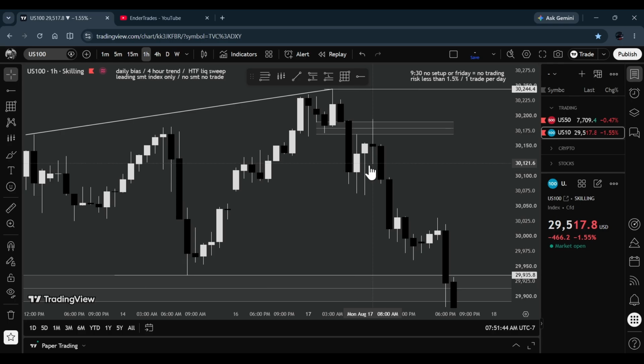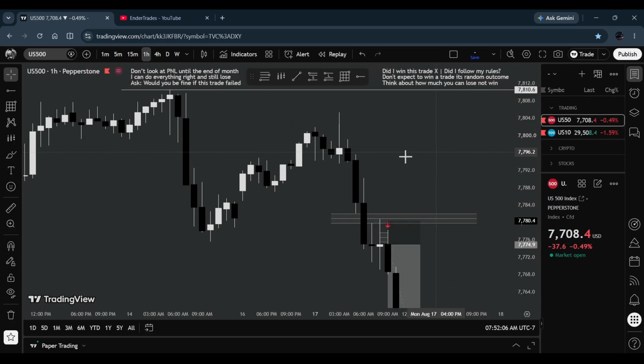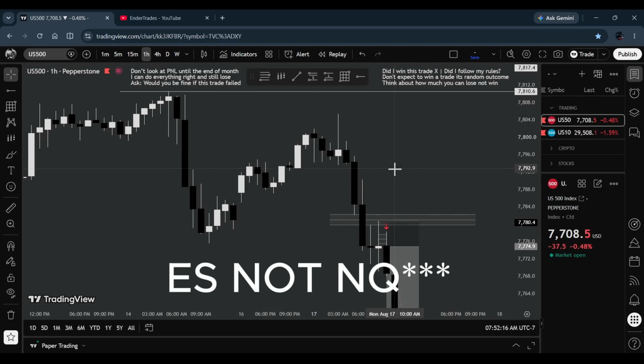Market opened right here, and then we came up into this 1 hour gap, and this is where I took shorts. This happened a few hours after market open. So we came to this 1 hour gap, and then we respected it. The same for Nasdaq. This was the 1 hour gap. I didn't care about this gap right here because it was way too far and Nasdaq was the leading index.